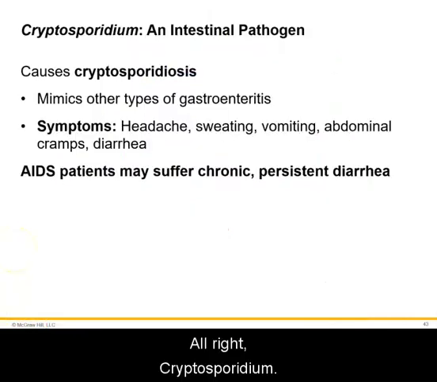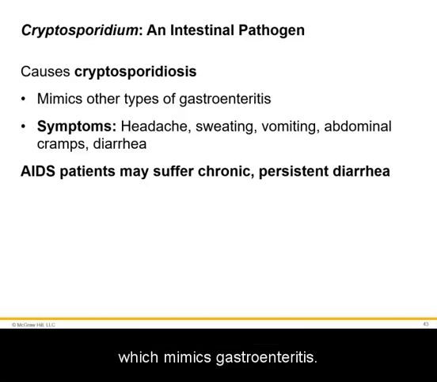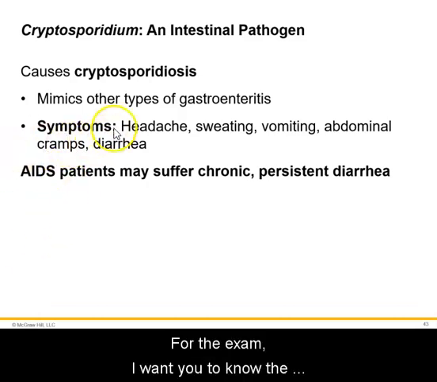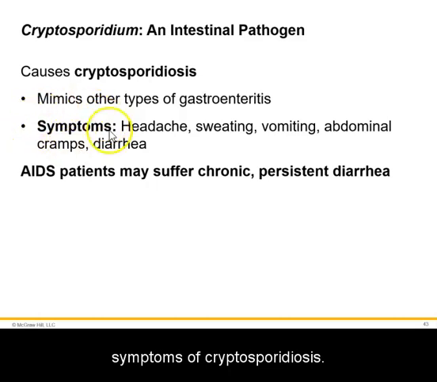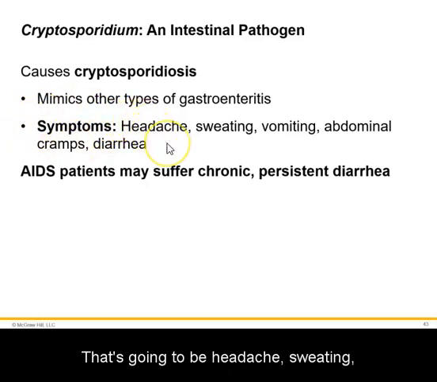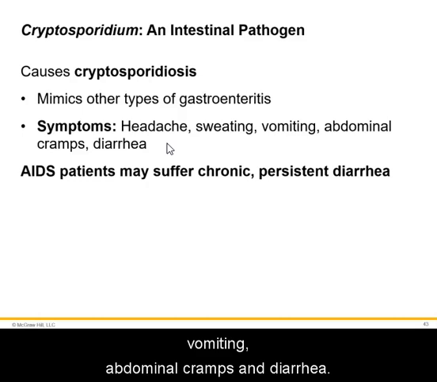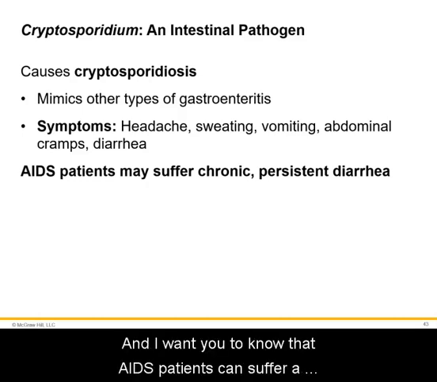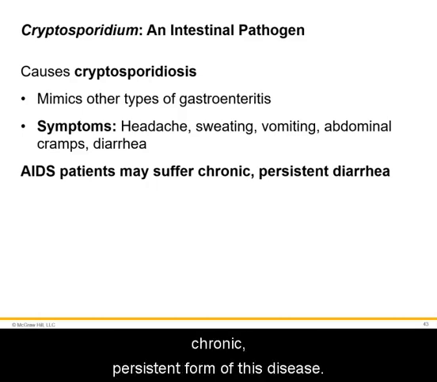All right, Cryptosporidium. This pathogen causes cryptosporidiosis, which mimics gastroenteritis. For the exam, I want you to know the symptoms of cryptosporidiosis. That's going to be headache, sweating, vomiting, abdominal cramps, and diarrhea. And I want you to know that AIDS patients can suffer a chronic, persistent form of this disease.